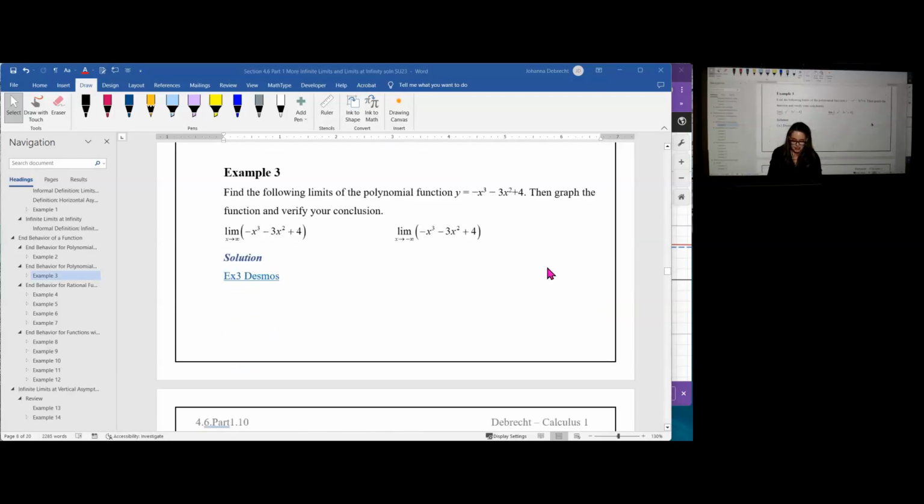Now let's go to example 3, and let's let you practice this on your own. Pause the video and work out the problem, graph the function, see if it verifies what you thought would happen, and then we'll come back and compare our answers.